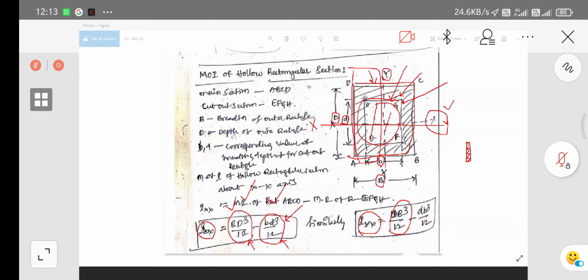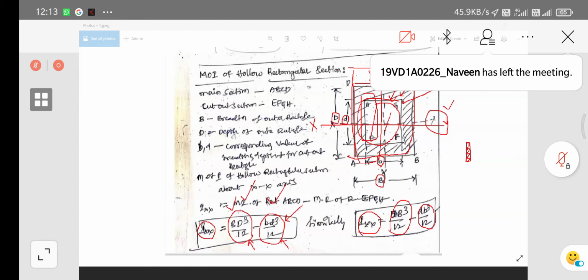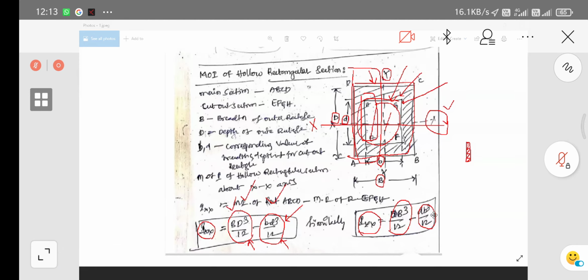Vertically you are removing the vertical moment of inertia. So DB cubed by 12 minus the smaller moment of inertia with smaller dimensions, that is smaller base and smaller height, db cubed by 12. So it is like this. You also have to find the moment of inertia of composite sections.